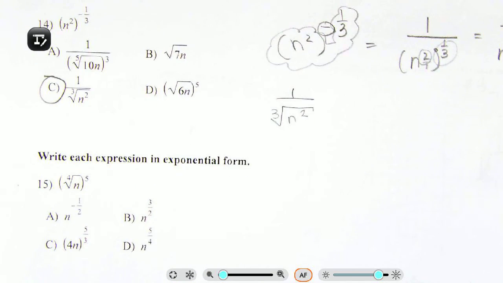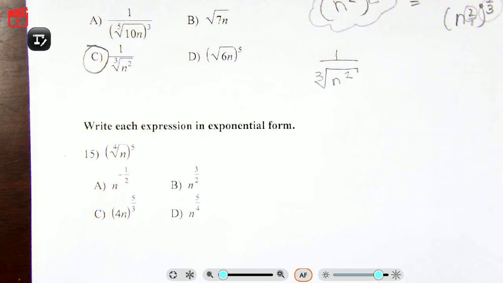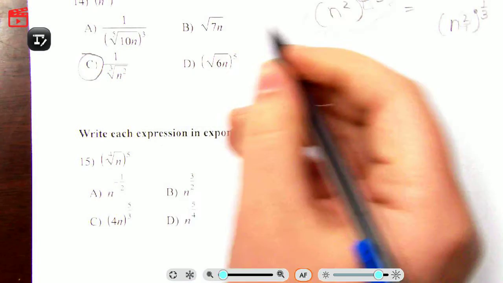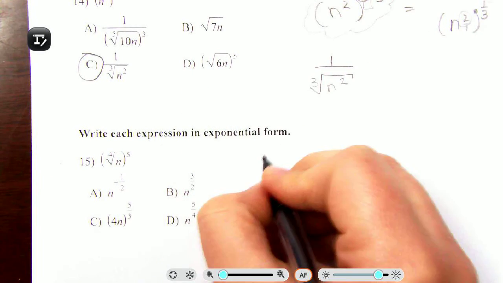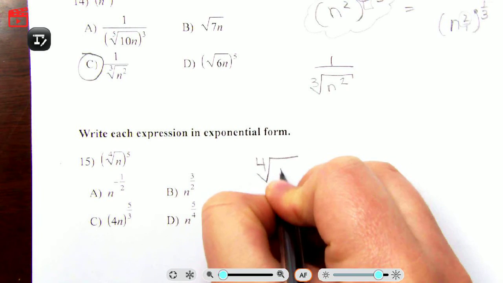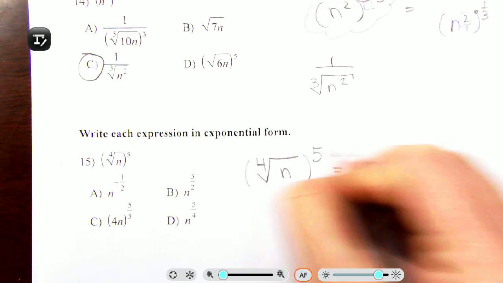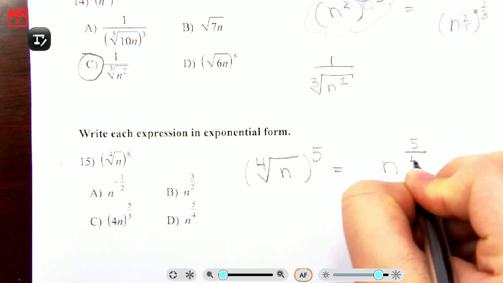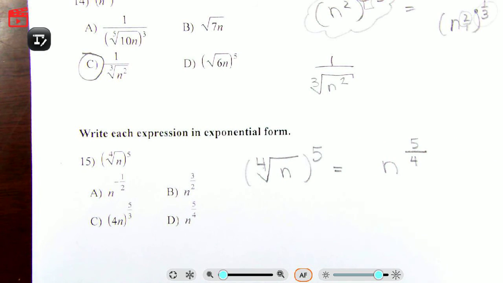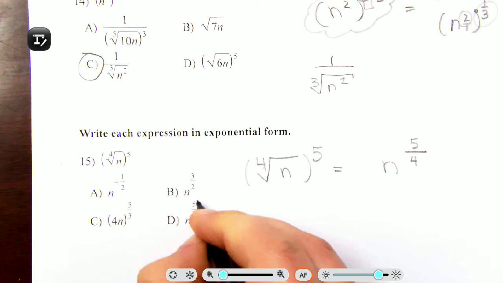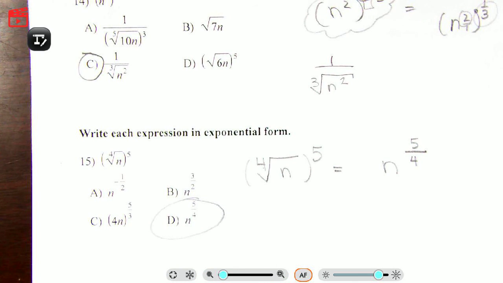Write each expression in exponential form. So for exponential form, we're going to just undo what we did on the previous problem. So we have the 4th root of n to the 5th power. So n, here's your power, here's your index, and the answer is D. The lucky number is D.